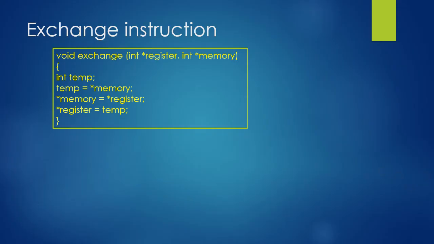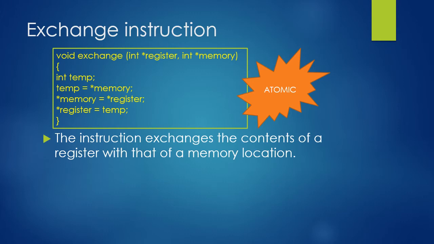The exchange is the second machine instruction that we use for implementation of mutual exclusion. We provide addresses of two locations as arguments, register and memory. The instruction does not return any value, hence the word void before exchange. An important point to note is the instruction is atomic, that is, it cannot be interrupted. It either completely executes or does not execute at all. The instruction exchanges the contents of a register with that of a memory location.